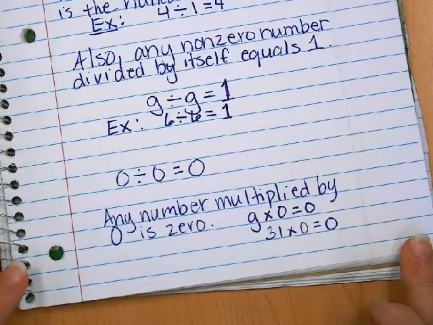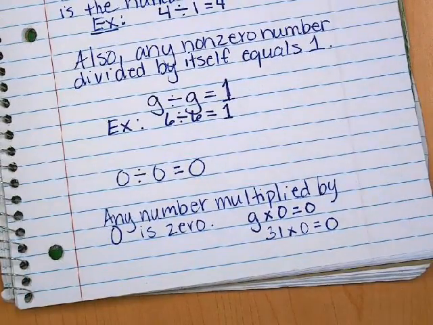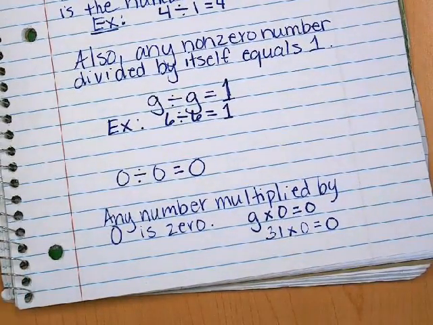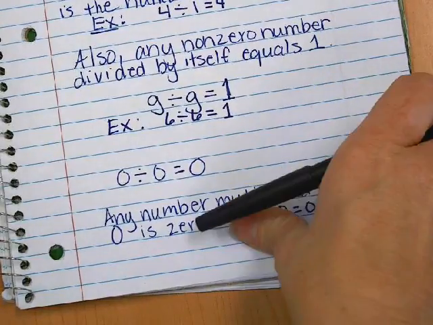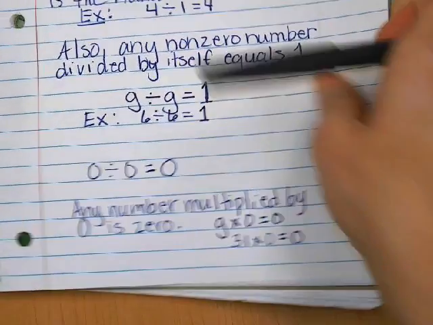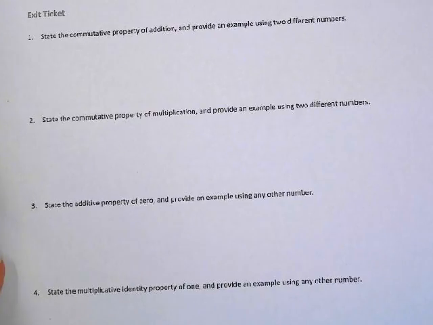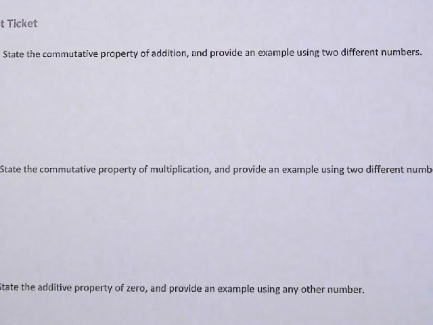Okay, so the lesson in the book we're actually not going to do today. We're going to do the exit ticket that I passed out to you. So I'd like for you to take a look at that. This exit ticket is asking you to use the properties that we just talked about and give an example.